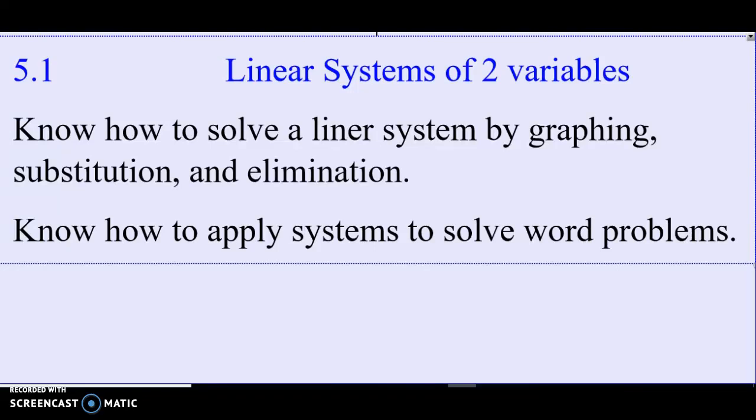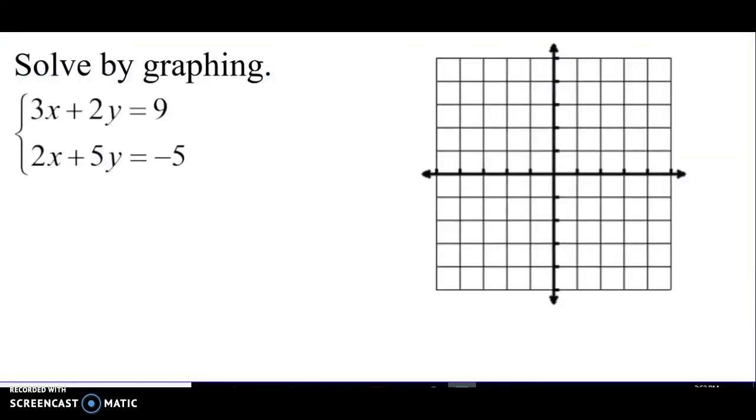Okay, so hopefully you moved your chapter 5 into your OneNote from the content library. Today we're going to do 5.1 linear systems of two variables. Many of you all have done this in Algebra 2 multiple times. The first example says solve by graphing.